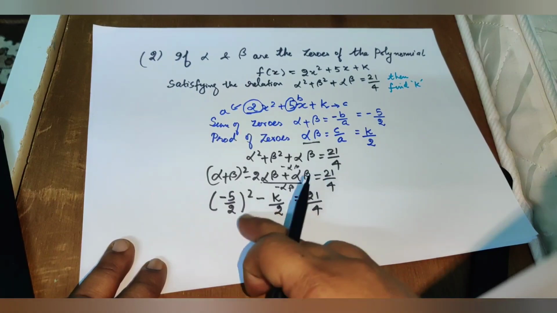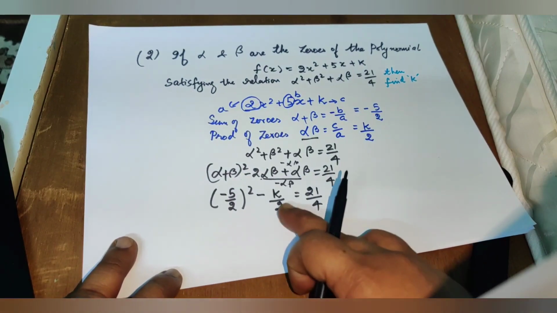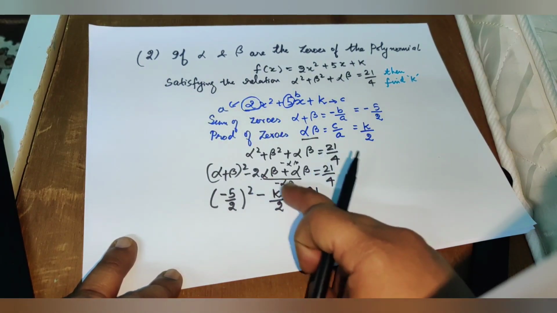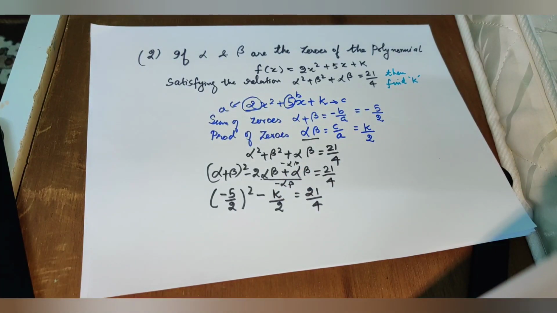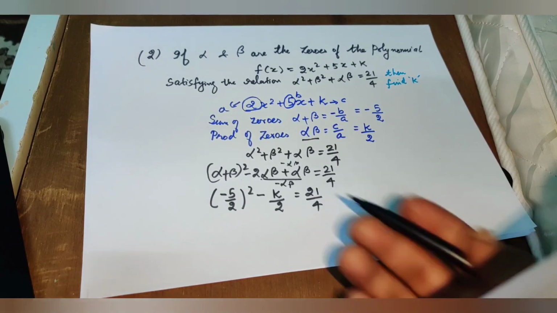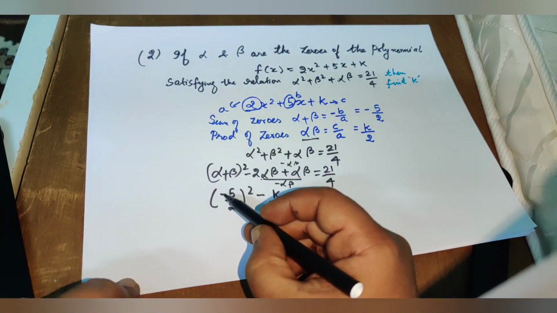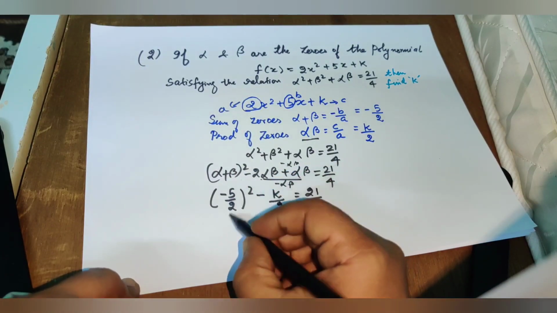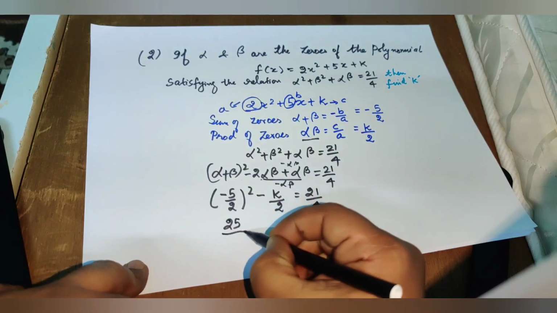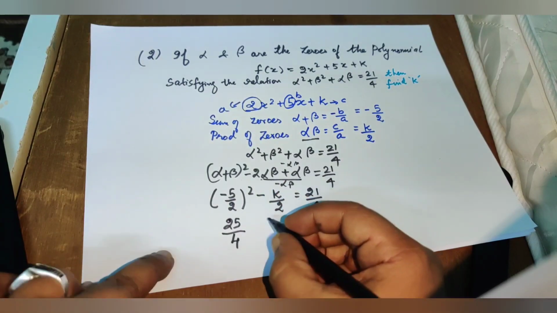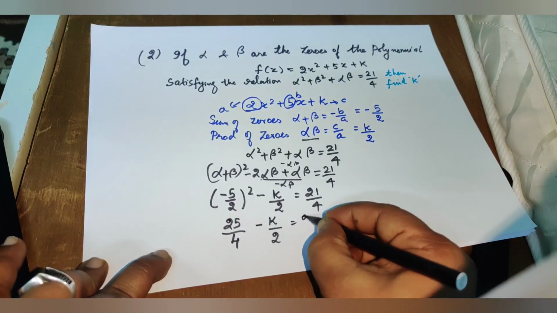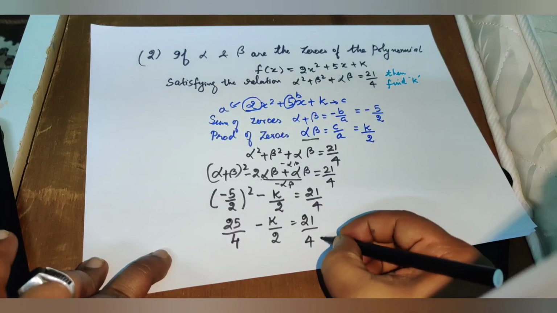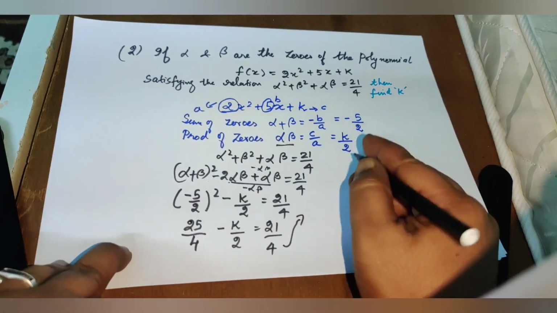Now we have an equation form, so we are able to find the value of k. Just keep the k terms on the LHS and move the rest to the RHS to find the value of k easily. Kindly notice: minus 5/2 the whole square, minus into minus is plus, 5 square is 25, divided by 2 square, which is 4, minus k by 2 is equal to 21 by 4.